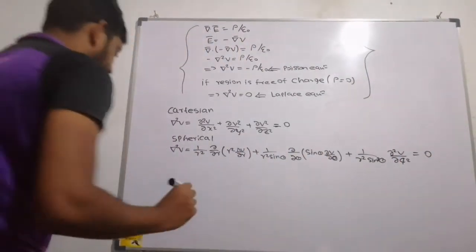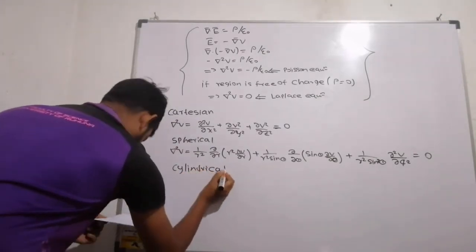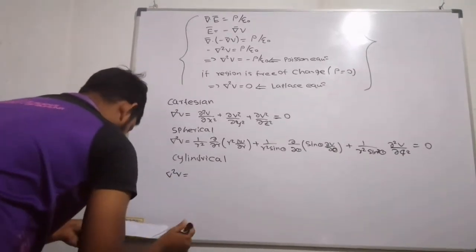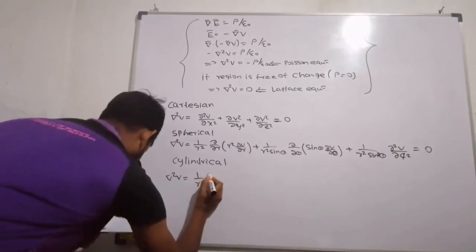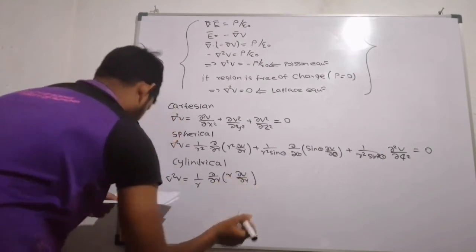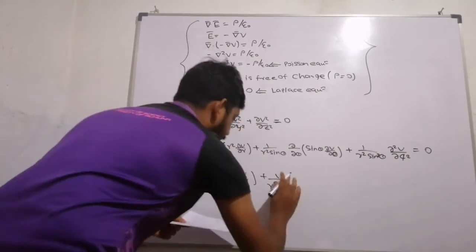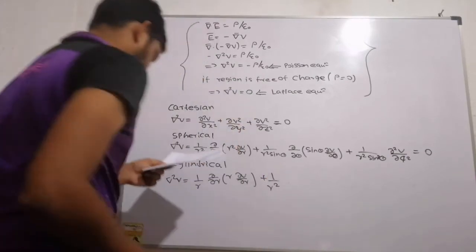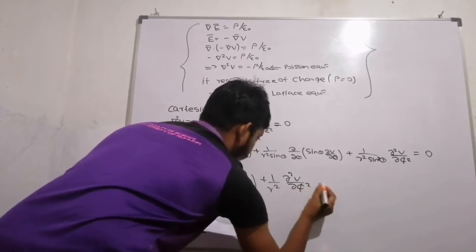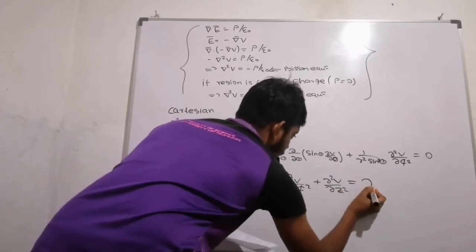Then for the cylindrical coordinate system, that is grad square V equals 1 over R times the partial over partial R of R partial V over partial R, plus 1 over R square times partial square V over partial phi square, plus partial square V over partial Z square. This should be equal to 0.